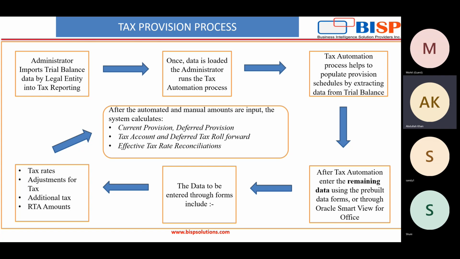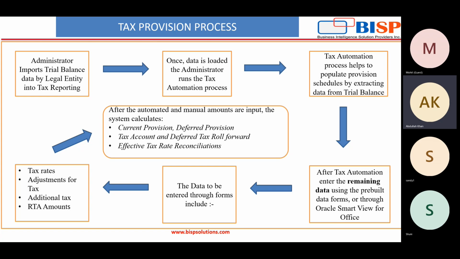So once the data is loaded, the administrator will run the tax automation process, and the automation process will help to populate the provision schedules. The provision schedules will be extracted from the trial balance. And then when the automated provision schedules have been extracted, the administrator or the user can enter the adjustments which are required in order to calculate the correct tax provision.